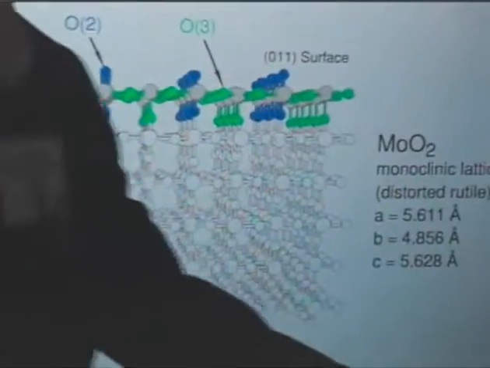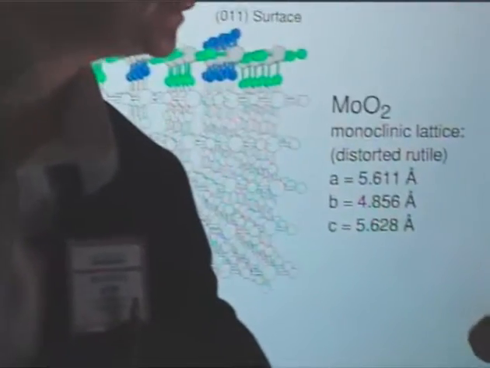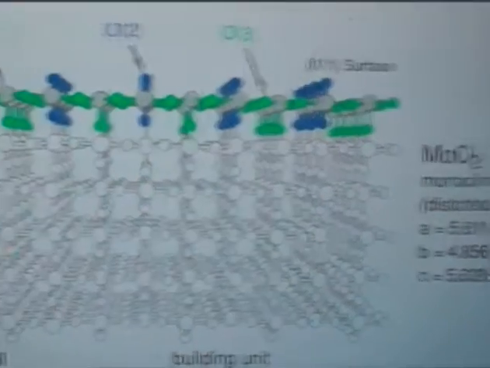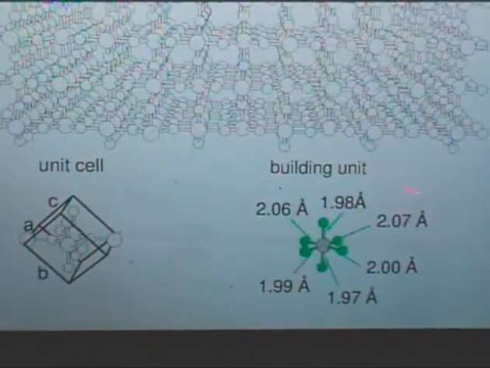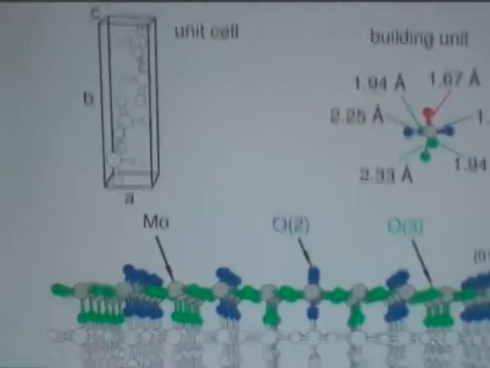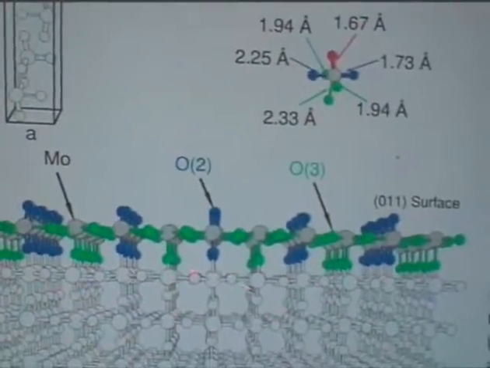In contrast, molybdenum dioxide has a monoclinic lattice, and the Mo-O distances are very similar. The difference is only 0.1 angstrom. It does not have any layer structure.